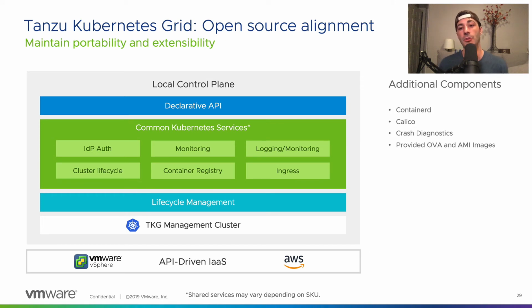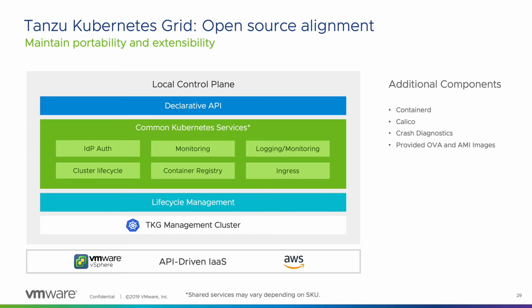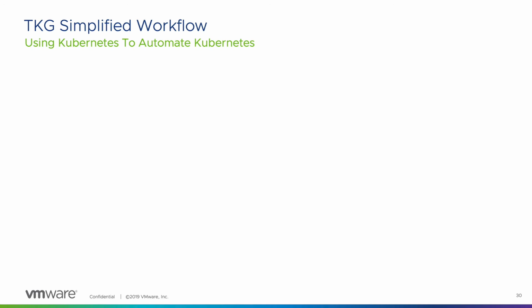You also have other additional components. You've got Containerd, which is your underlying container runtime. As I'd mentioned, we don't use Docker, we actually use Containerd. We have networking overlay utilizing Calico. You've got crash diagnostics in case something happens, an easy way to get logs and ship them out of there. As well, we have provided OVA and AMI images that have all of the Kubernetes components built into them, so it's easy to build these clusters as well.